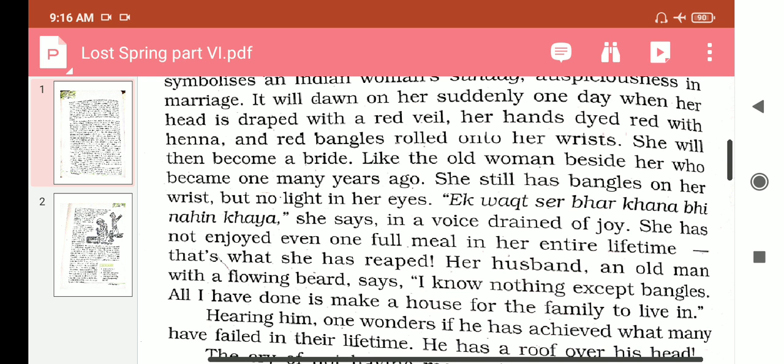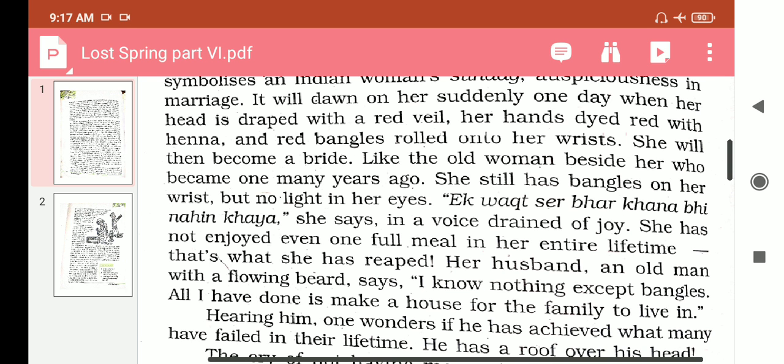In these lines, there are two difficult words. Let me tell you the meaning of these two words. Seer means a unit of measuring quantity. Reaped means received as a benefit.